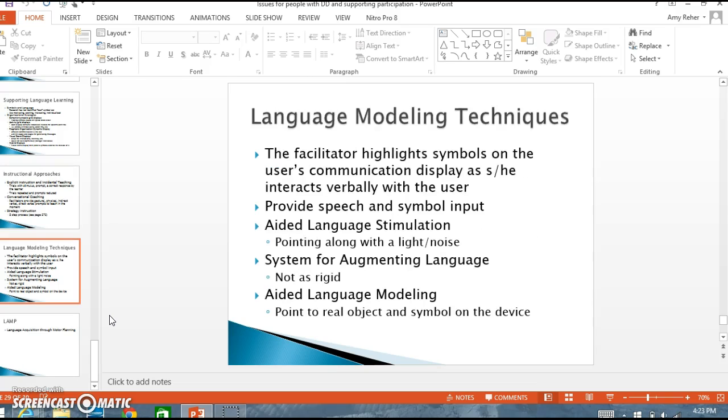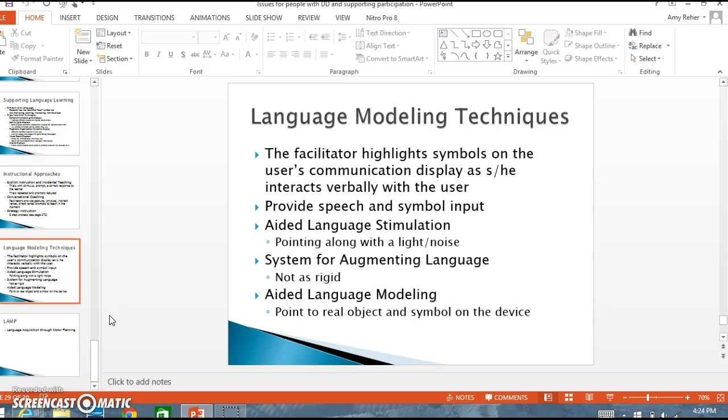We also have some specific language modeling techniques. These are when the facilitator is going to be highlighting symbols on the user's communication device as he or she interacts verbally with the user. So think about if you have a young child who is verbal and is learning language naturally. How do we teach young kids language? We model it for them. We say it and then they repeat it and we get all excited, and then they learn that that was a good thing to do and they continue to do it over and over. So young children learn language through modeling, and the same thing is true for children using an AAC device.